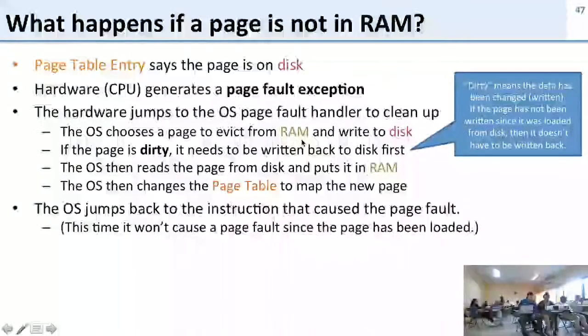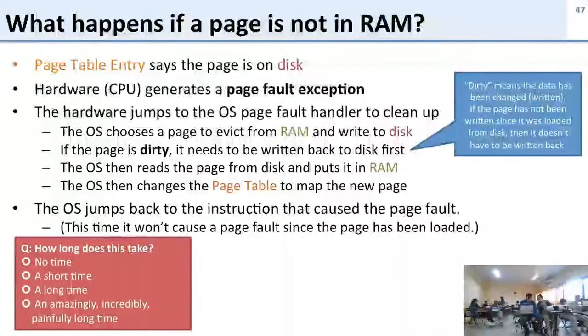If we have a page in memory that we haven't changed since we loaded it from disk last time, then we don't need to write it back to disk because we haven't changed it. But if we have changed it by writing to it, then we have to write it back. So how long does all of this take?